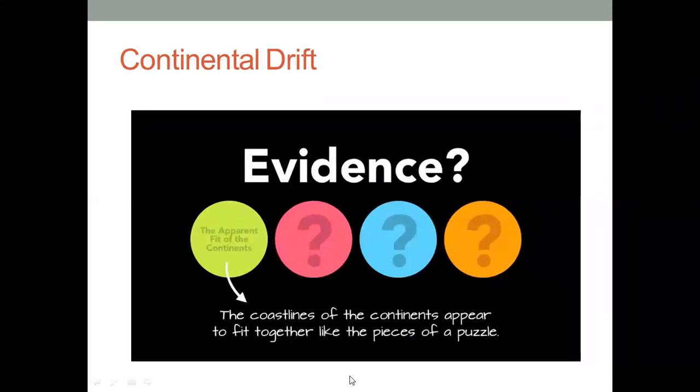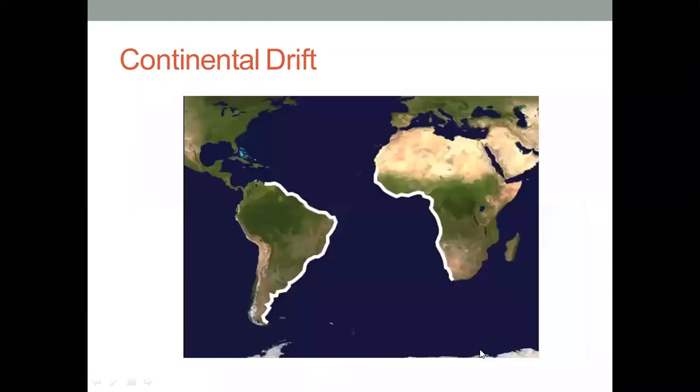The apparent fit of the continents, that is, the coastlines of the continents appear to fit together like the pieces of a puzzle. If you see these two, the African continent and South American continent, these two fit. The edges of these continents can fit. So that is the apparent fit of the continents. Based on this one evidence, previously these two were at one place.